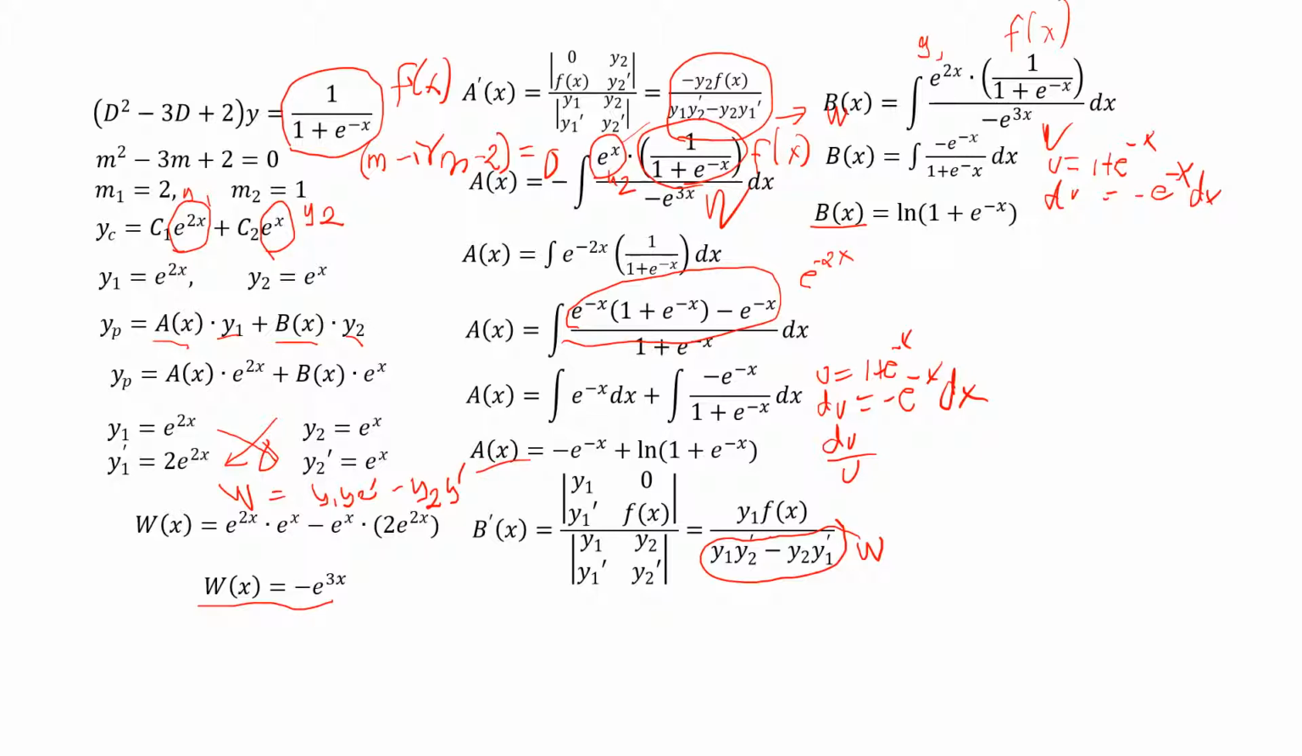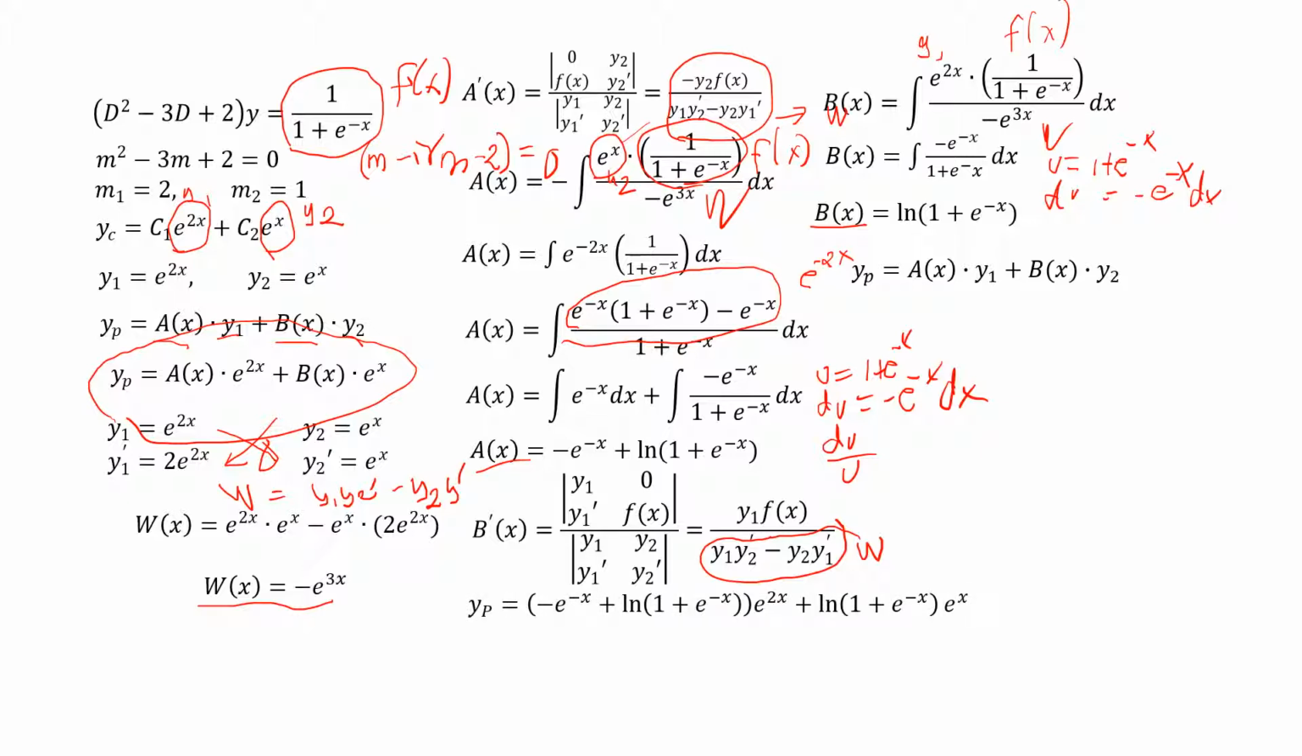So where do we plug? We plug in this equation for yp. Our yp is a of x y1 plus b of x y2. Plugging that value, this is our yp already. Next step is here. Our yp is negative e to the negative x plus ln of 1 plus e to the minus x, times e to the 2x, plus ln of 1 plus e to the minus x times e to the x.